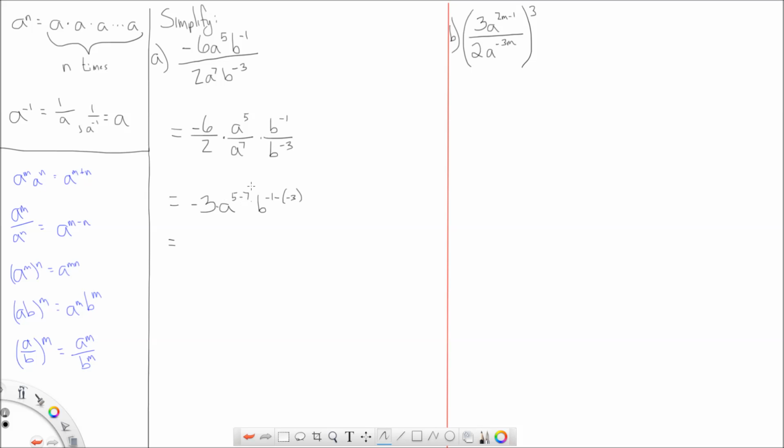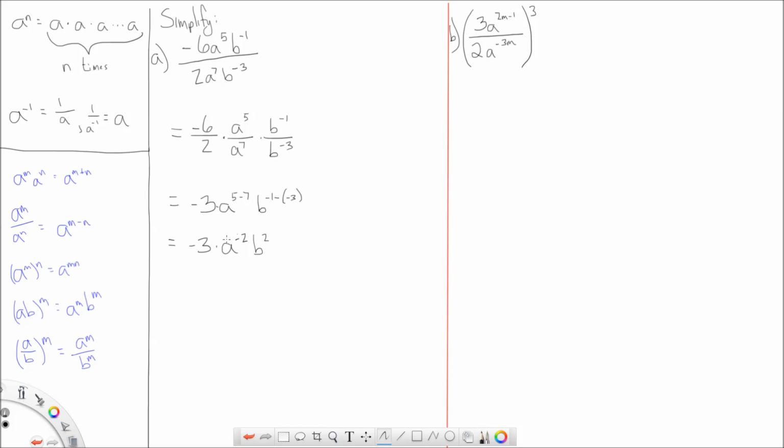Alright, now again, we're just going to do these subtractions. So we still have this negative 3 times a, and now 5 minus 7 is negative 2. And then negative 1 minus negative 3 is the same thing as negative 1 plus 3, so we get b squared. Alright, and now the instructions in the book say to write this with only positive exponents.